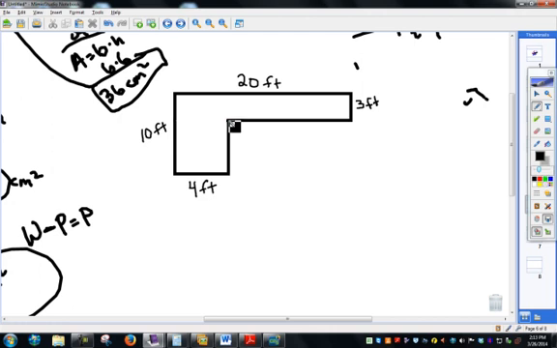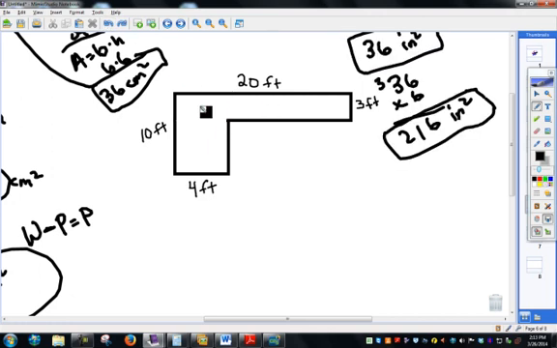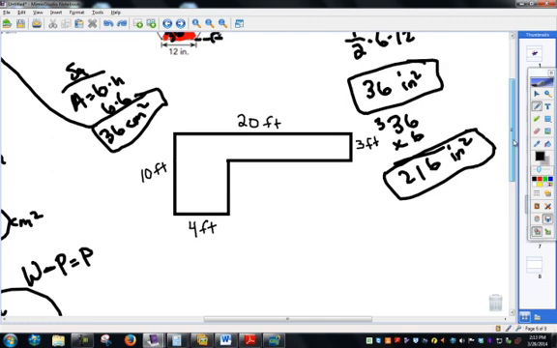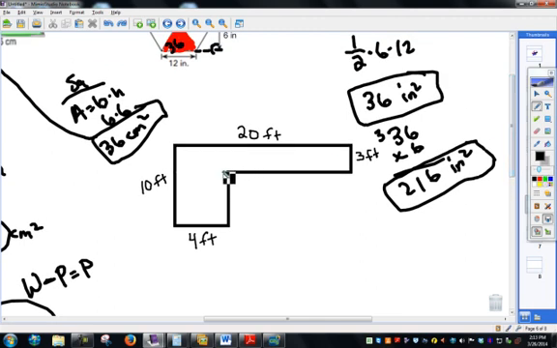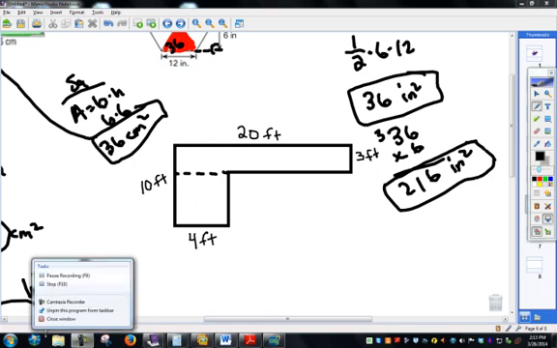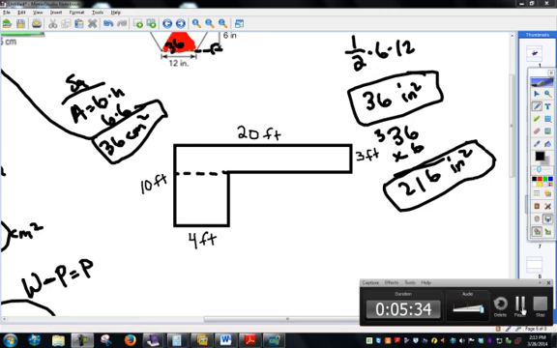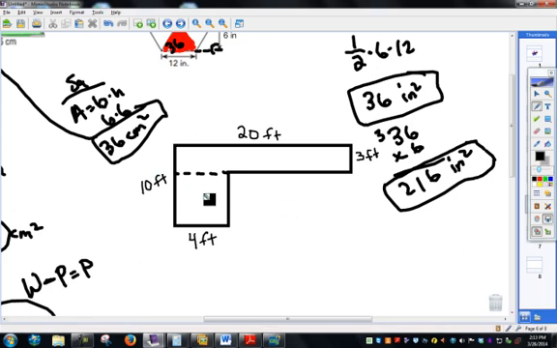Now, there's a couple different ways you could break this thing. I mean, you could break it just like this, right, and make a rectangle and a rectangle that way. Or you could break it going across. Okay? So I break it here, and that's fine too. And I'll do both ways. So I'm going to break it this way, like this.